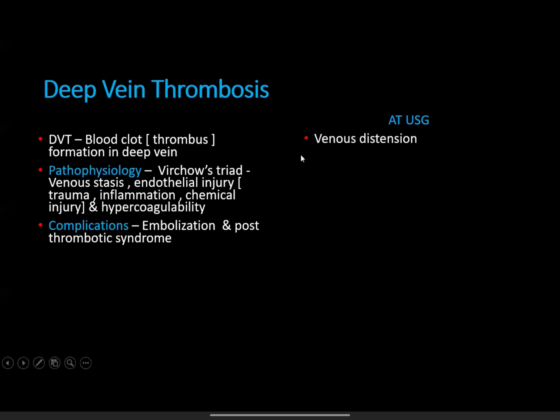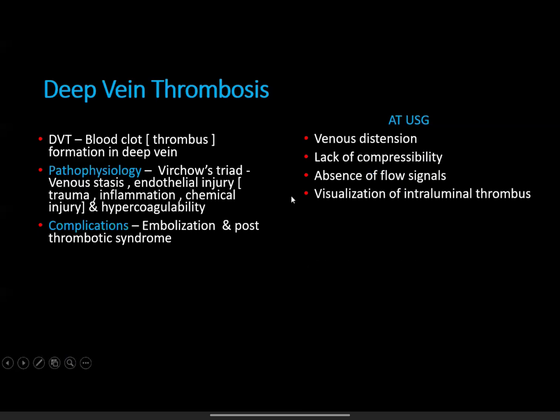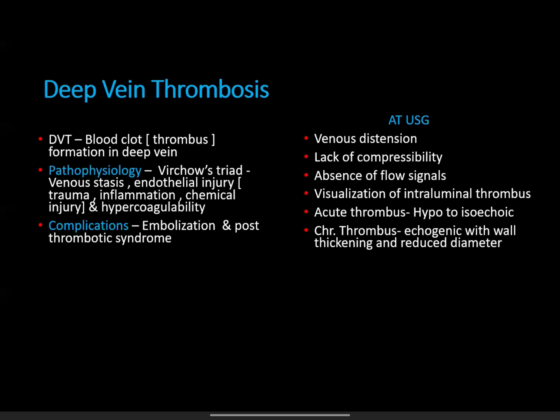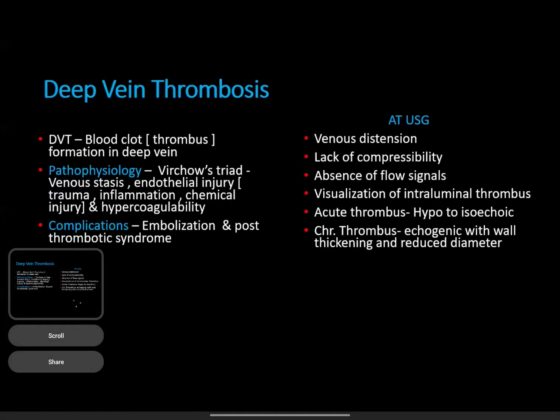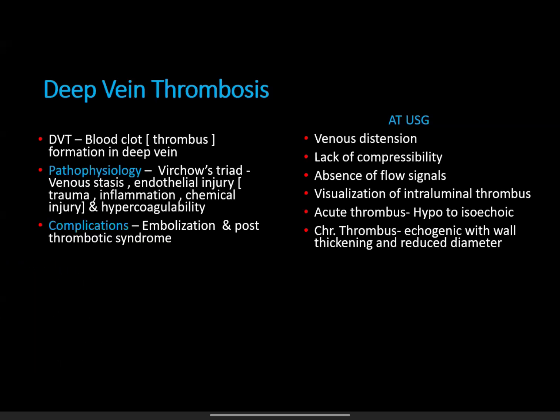On ultrasound, what we can see in deep vein thrombosis: there can be venous distension and lack of compressibility. The vein will not be compressible, with absence of color or spectral signals, and visualization of intraluminal abnormal thrombus. Acute thrombus is usually hypoechoic, and chronic thrombus can be seen as echogenic, and then there can be retraction of the thrombus with variable edges and wall thickening, and the lumen diameter will be reduced in cases of chronic DVT.